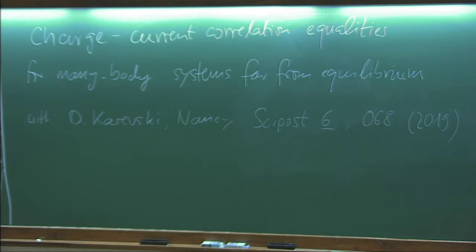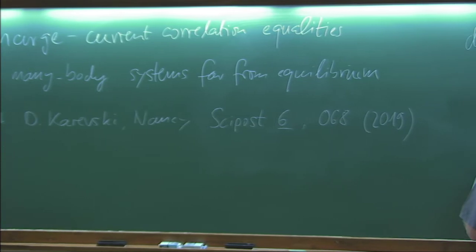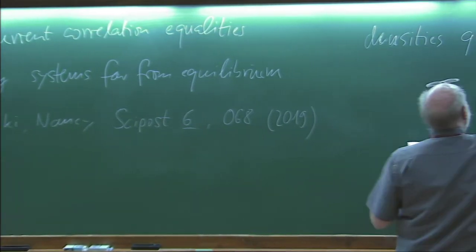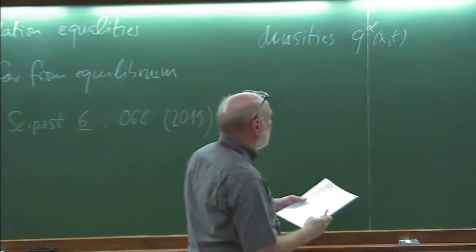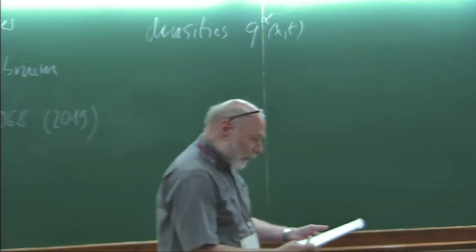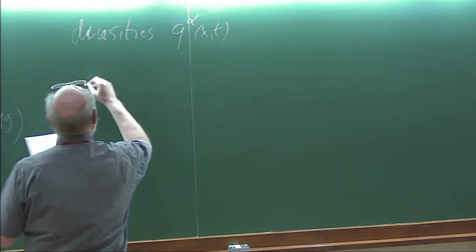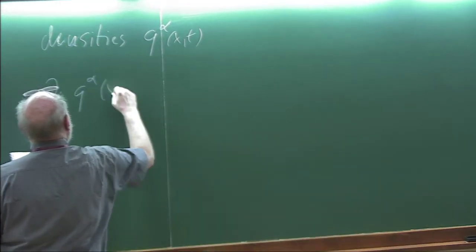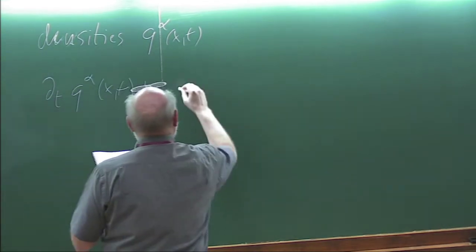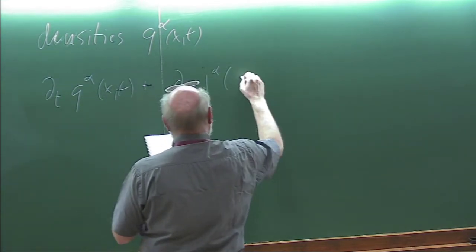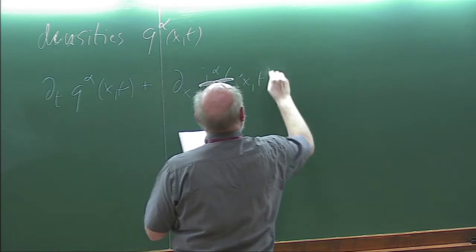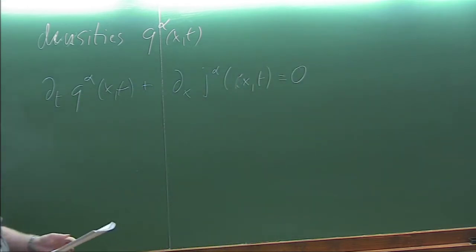Now, what is the situation I have in mind? Consider some many body system where you have n local conservation laws. So you have conserved densities, u alpha of x and t. Alpha is the index, and x and t are space and time. Conservation means that these satisfy a continuity equation: d/dt q alpha of x and t plus d/dx j alpha of x and t is equal to 0. That's what a conservation law means.